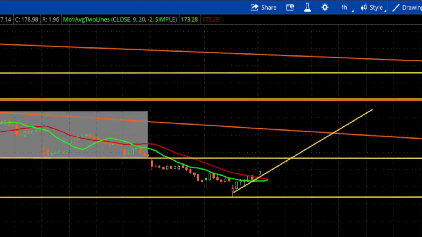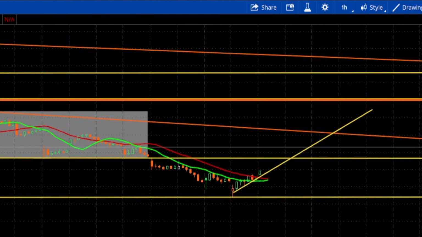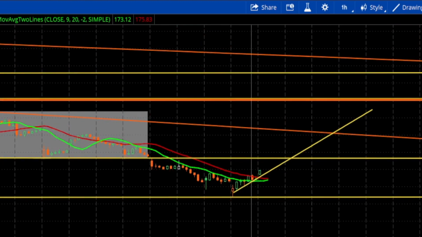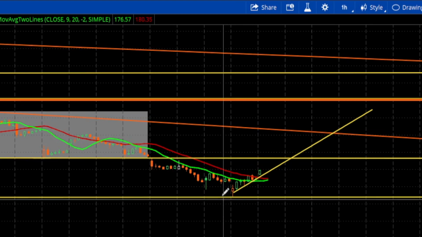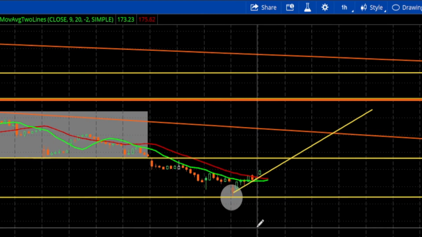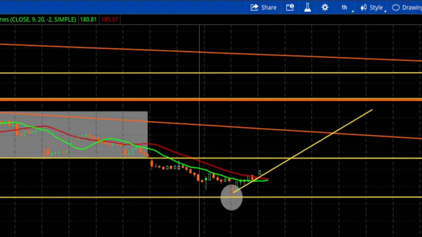Anyway, hey, 179 looking good for the open, up 2.84%. Maybe this was the bottom, right? The immediate bottom, and we can move forward and start breaking some levels.